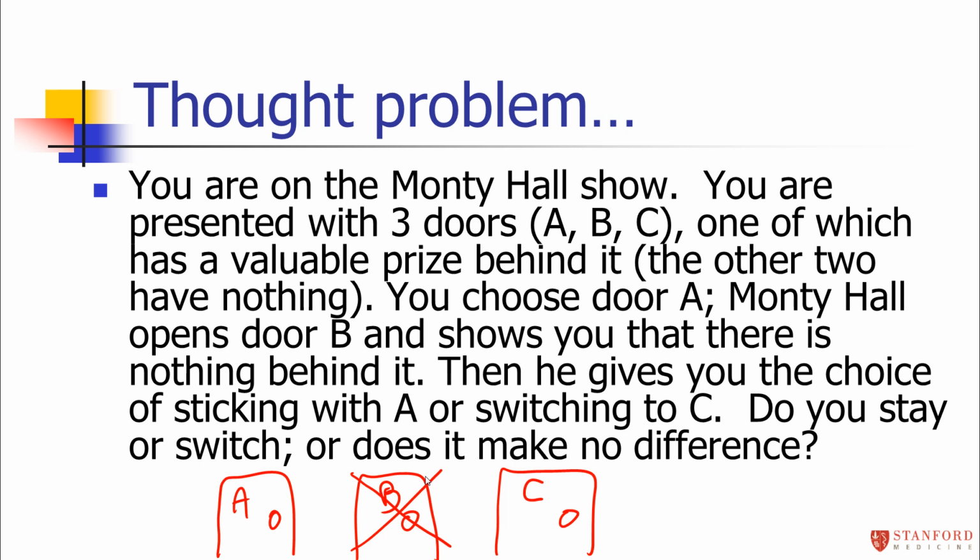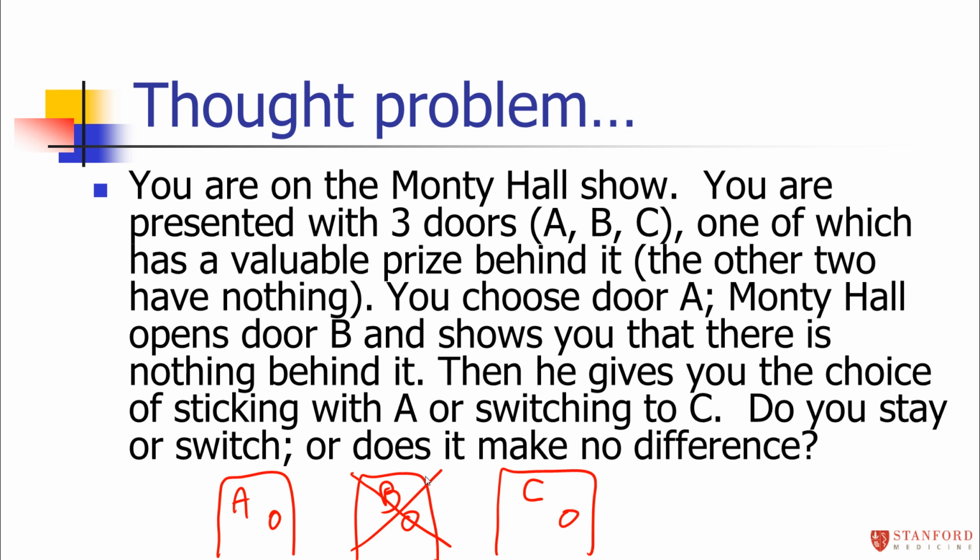Are you better off staying? Are you better off switching? Or does it make no difference? Most people's intuition when they first see this problem is that it's not going to make any difference. It's random where the prize is, and random which door you picked, so why should it make any difference if you stay or switch? That's most people's gut intuition.